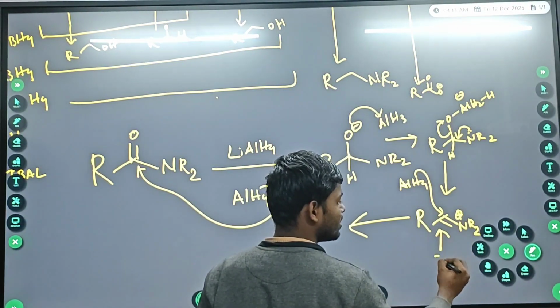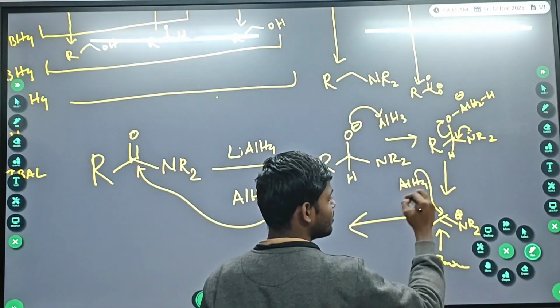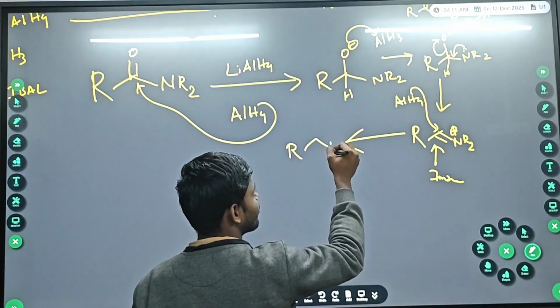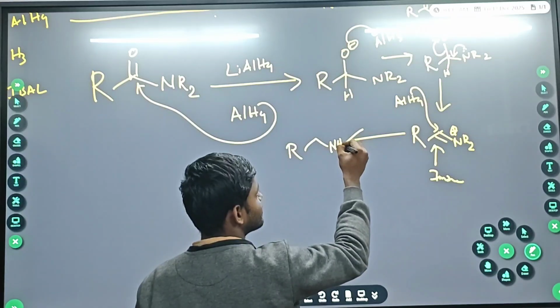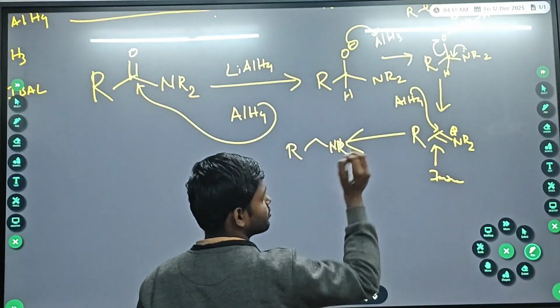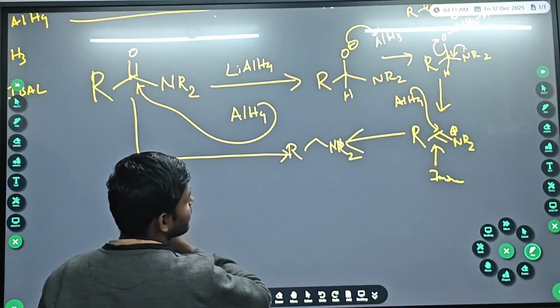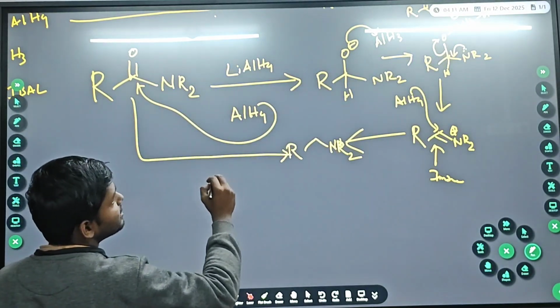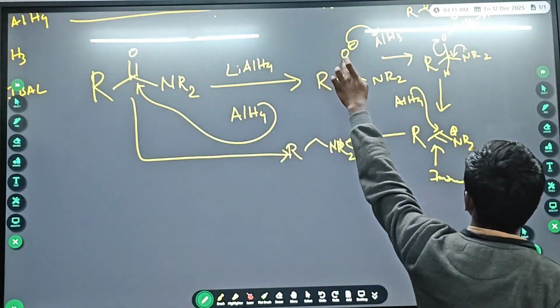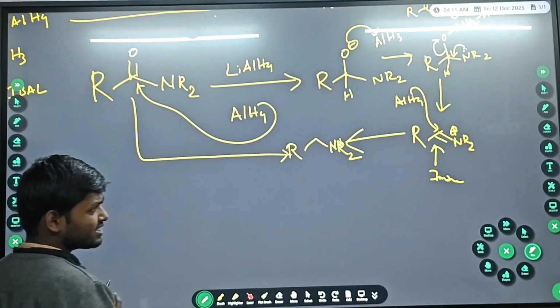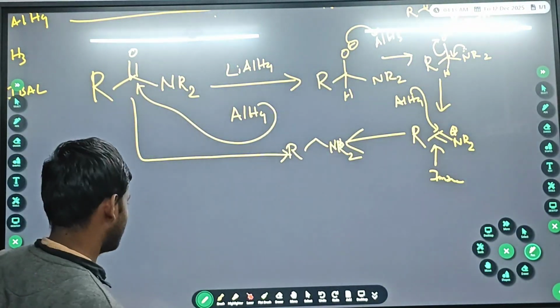This is a new thing, the imine bond. This imine bond will be reduced. After this it will give the product. Let's say we are using NR2. So the main idea is that amide to this product basically goes this way. So this is the lithium aluminum hydride reaction we have done.